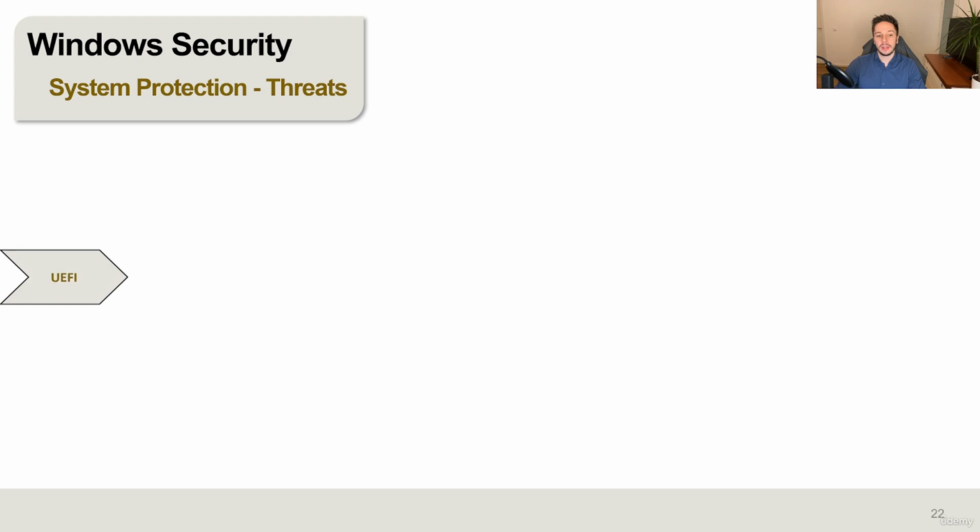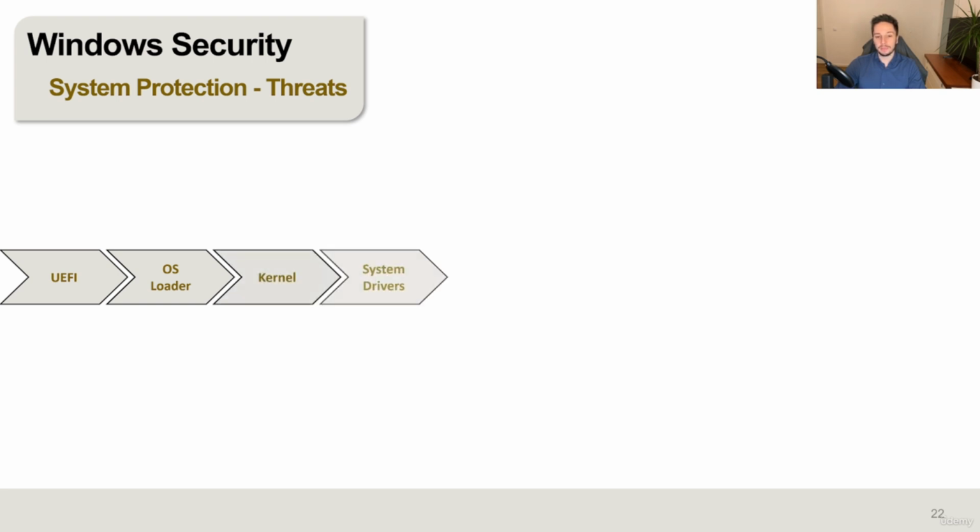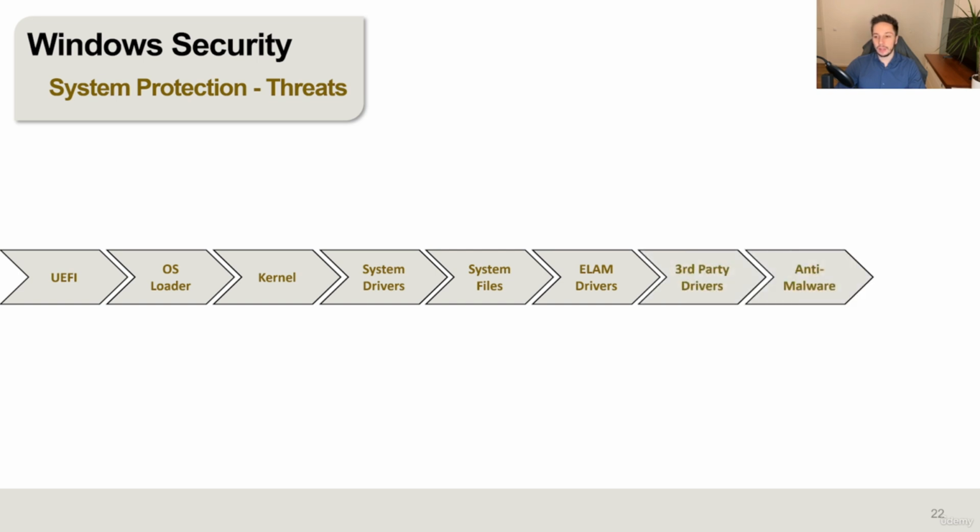When you start your computer, the first thing that loads up is UEFI or BIOS. Nowadays, of course, you should be using UEFI because of some security features that are available there. Then the Windows 10 operating system loader loads up. Then the kernel mode of the operating system, system drivers of that operating system, some system files, early launch anti-malware drivers, third-party drivers, anti-malware, and Windows sign-in. Those are the phases, or let's say components, that actually take place in that specific process.